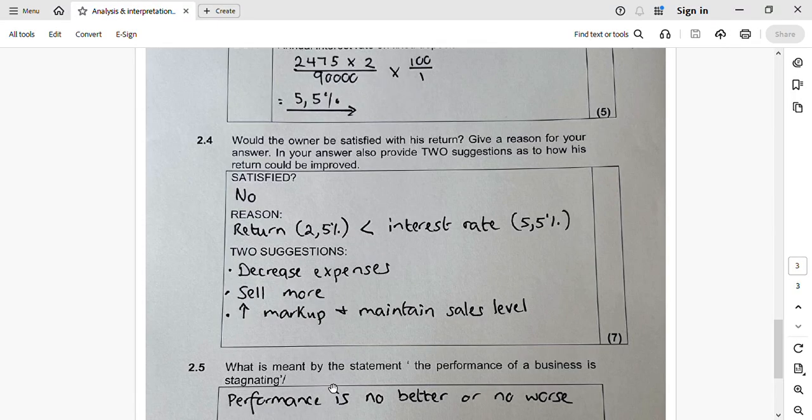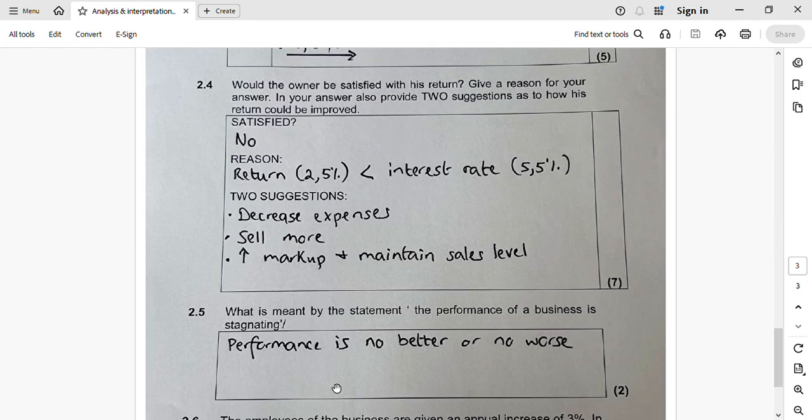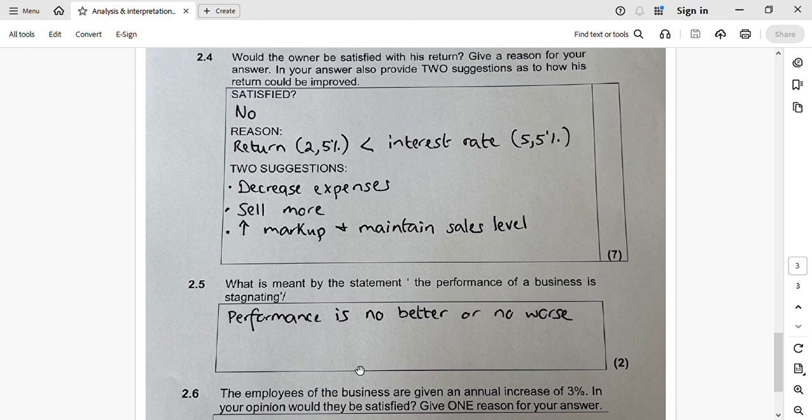Then what is meant by the statement that performance of a business is stagnating? If something's stagnating, it's not getting better, nor is it getting any worse. So the business performance is no better or no worse.